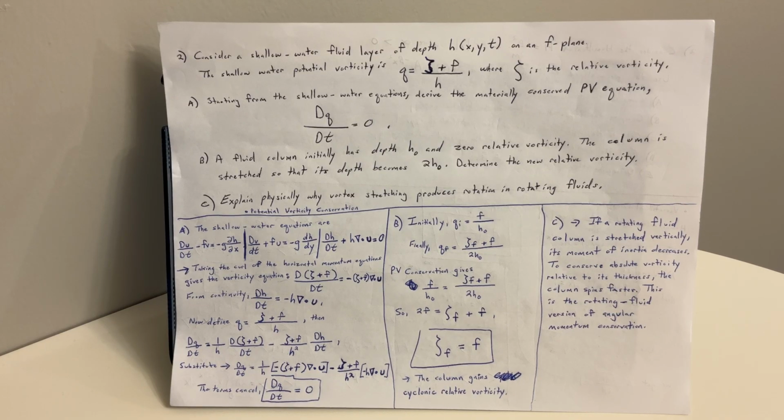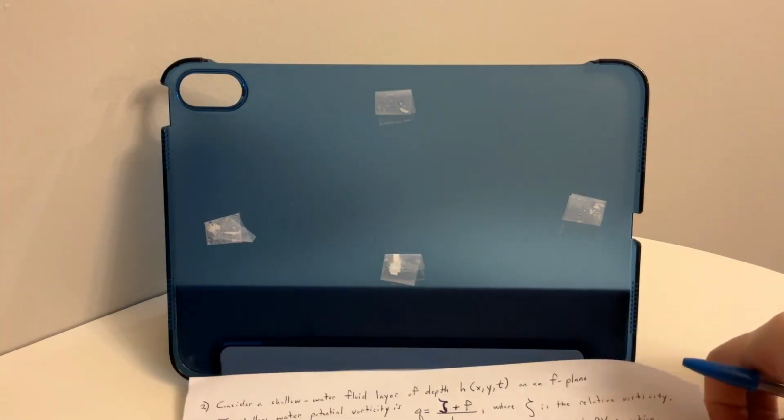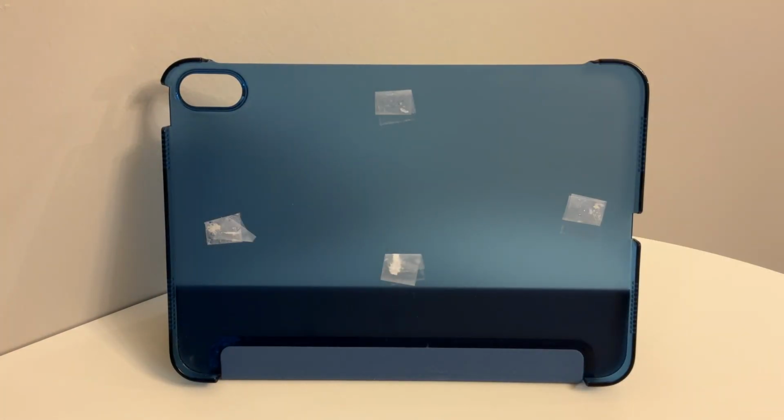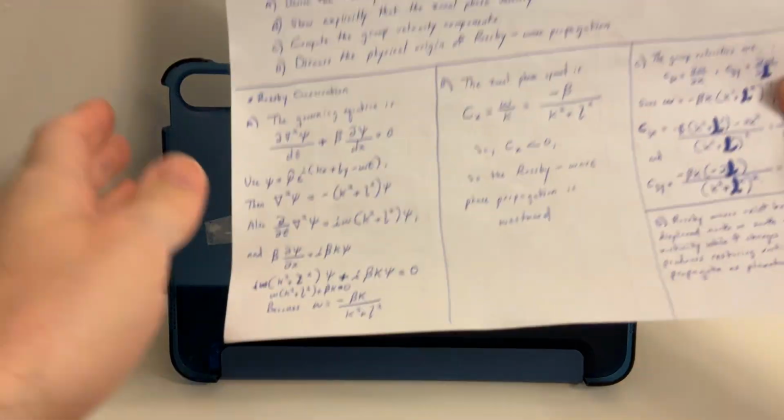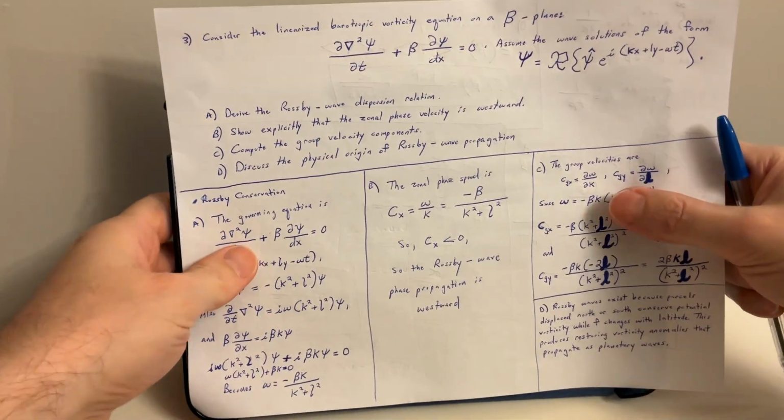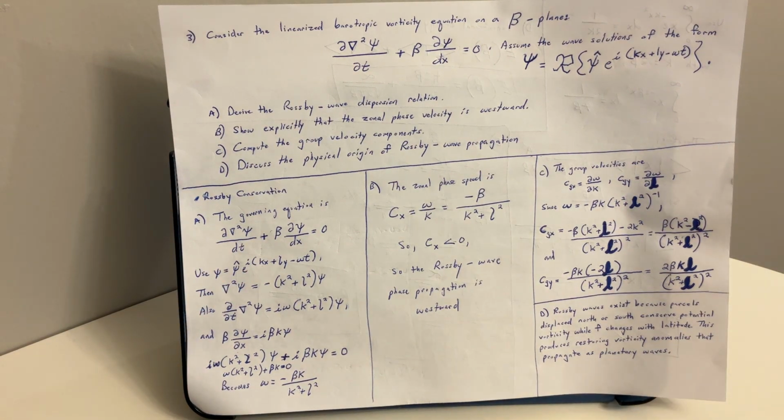So number 1 was geostrophic and hydrostatic balance. Number 2 was potential vorticity conservation. And now we move on to number 3. Number 3 is going to be a Rossby wave problem. Okay, so here we go.